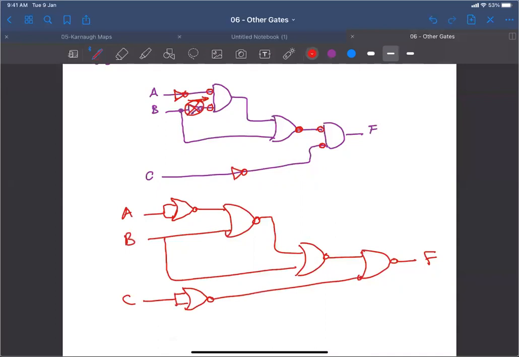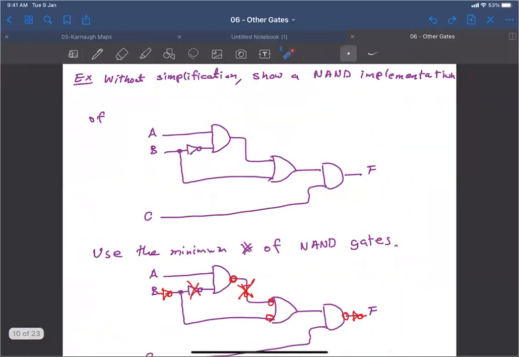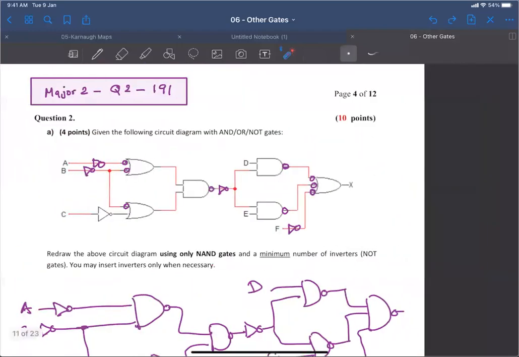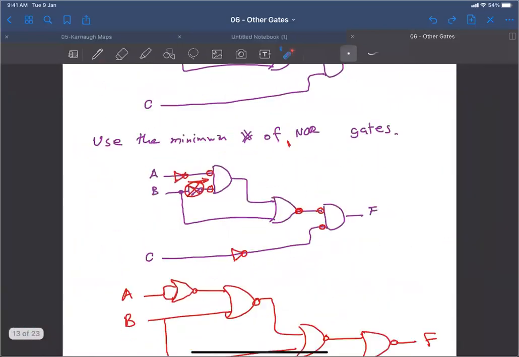Okay, so this is the NOR implementation. If you compare this NOR implementation with the NAND implementation, let's just count the number of gates here. Here we have 1, 2, 3, 4, 5. Whereas in the NAND example, we have 1, 2, 3, 4, 5. Both result in 5 gates. Excellent.